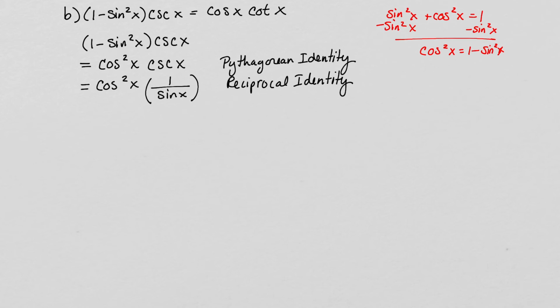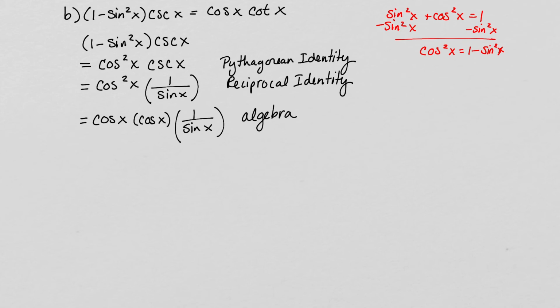And then, again, where I'm trying to get to is cosine x times cotangent of x. If you think about it, cotangent of x is cosine over sine. So what I could do is rewrite this a little bit. Cosine squared x is really cosine x times cosine x times 1 over sine x. So I haven't used any identities. All I've done here is a little bit of algebra.